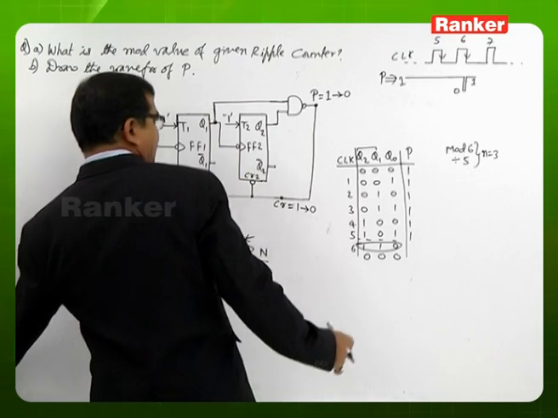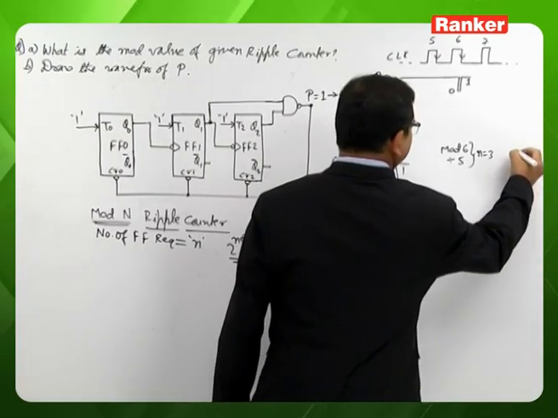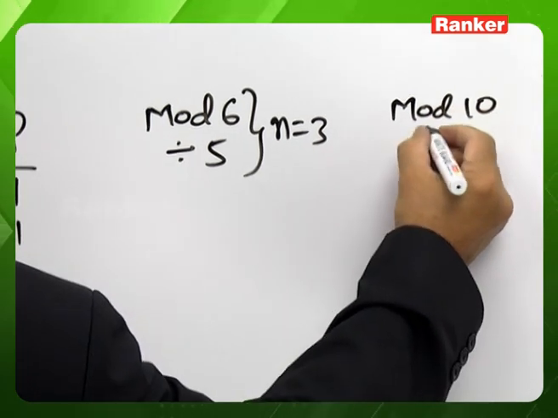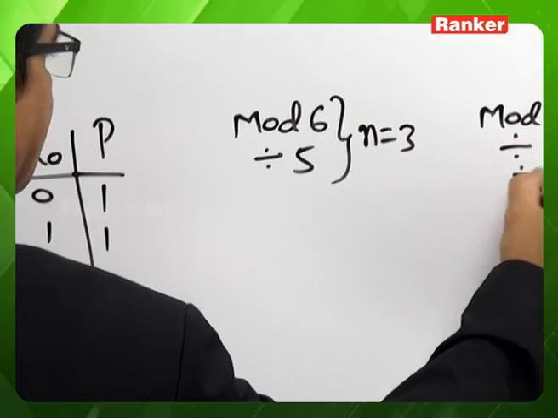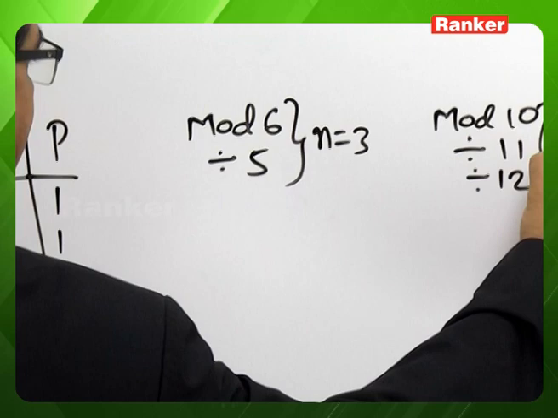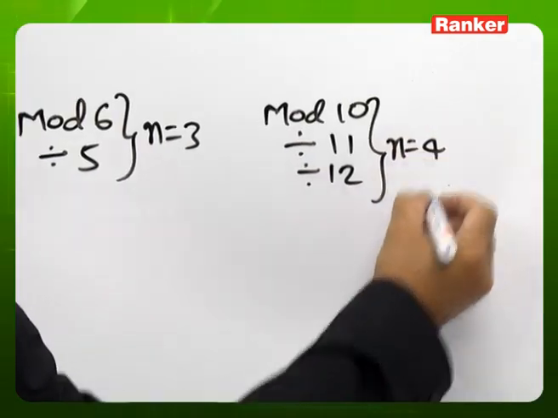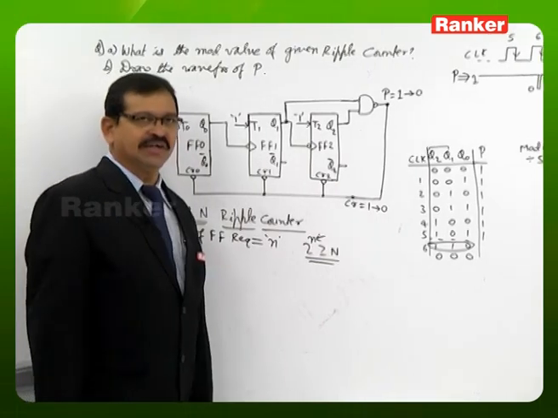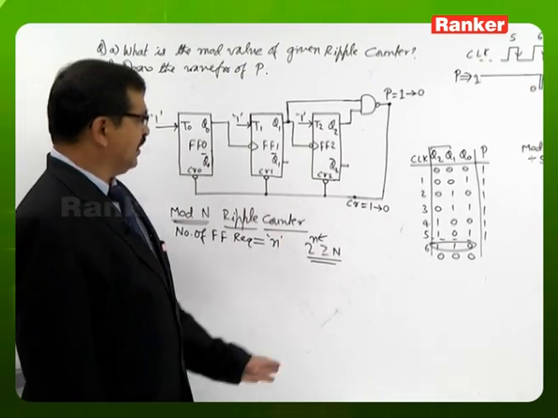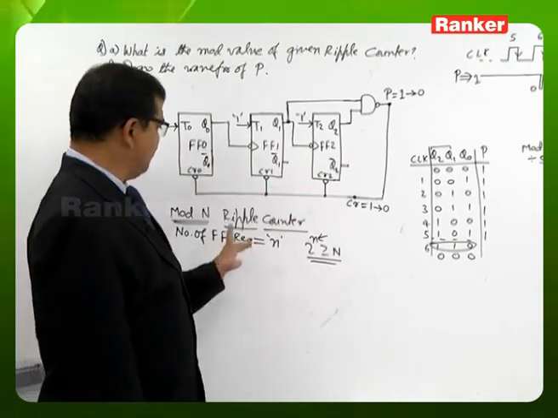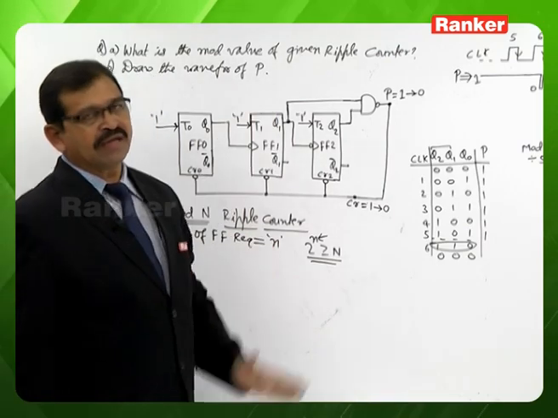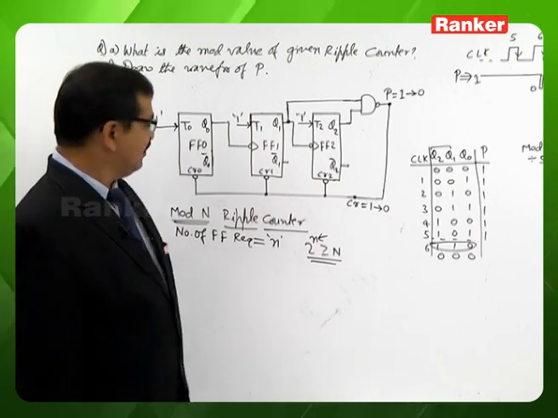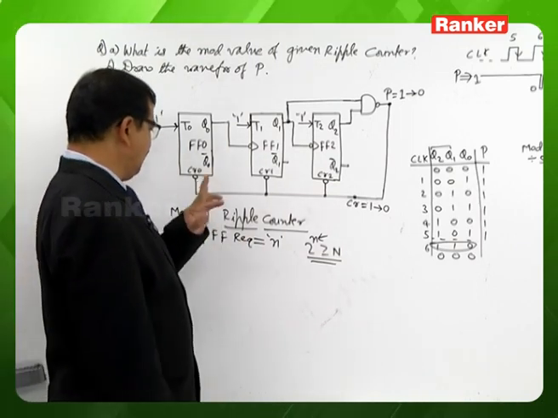Similarly, for the mod 10 ripple counter, or divided by 11 ripple counter, or divided by 12 ripple counter, the number of flip-flops required will be 4. Okay, it's the one we need to understand. So for building such a mod n ripple counter, we need to recognize the inputs to the NAND gate, based on this example.